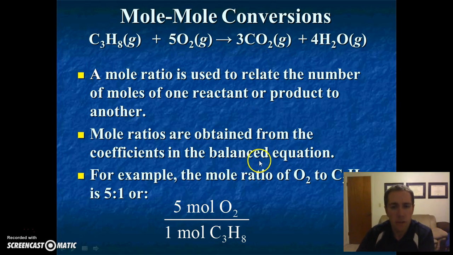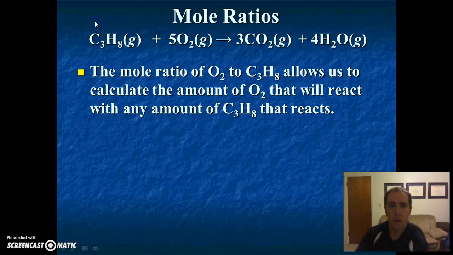So this is just what we looked at. The mole ratio of oxygen to propane is 5 to 1: 5 moles of oxygen to 1 mole of propane. We can say CO2 to oxygen is 3 to 5. There are 4 waters to 3 CO2s. There are 4 waters to 5 oxygens. There are 5 oxygens to 4 waters. All you have to do is take the coefficient and compare it to the coefficient of another one.